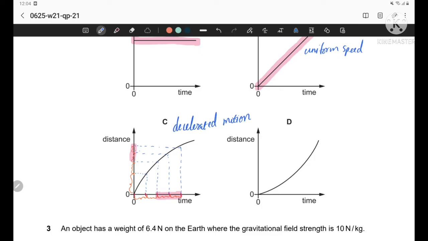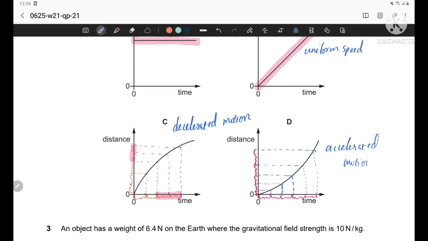In the same way, we can check the option D graph. So first we have to divide it into equal intervals of time. You can use a ruler again, and you have to extend these time intervals to the y-axis. So we can see how the distance changes. Therefore, for equal time intervals, on the y-axis, which represents distance, initially it covers less distance, then the distance increases. That means the speed increases for every time interval, so it must be an accelerated motion.